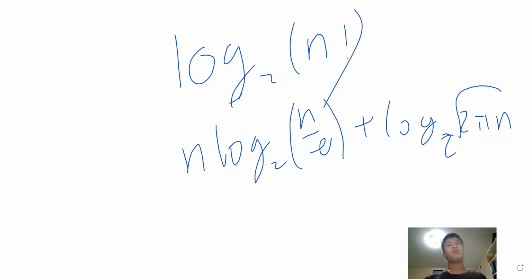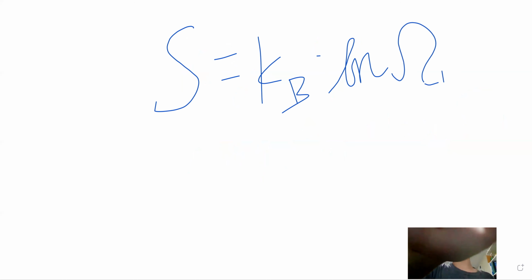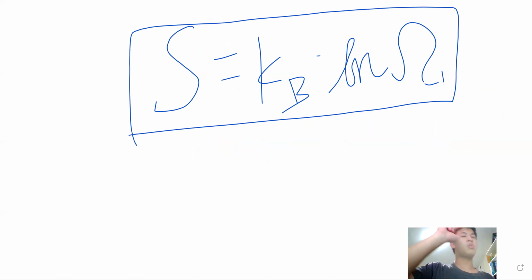And also in physics, we have a famous physicist, Ludwig Boltzmann, who defined the entropy of a system to be k sub b, which is the Boltzmann constant, a very small number, but we don't have to worry about that, times the natural log of omega. That's a very famous formula for calculating the entropy of a system, where omega is the number of microstates of the system. And for simplicity's sake, I just assume k sub b to be 1.